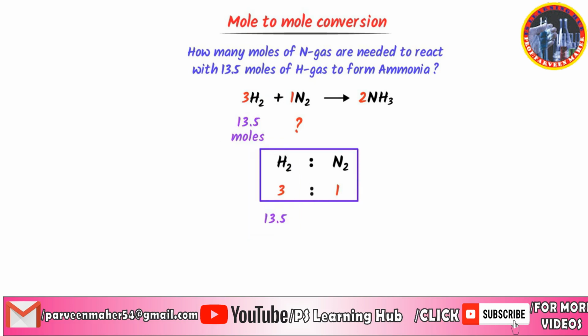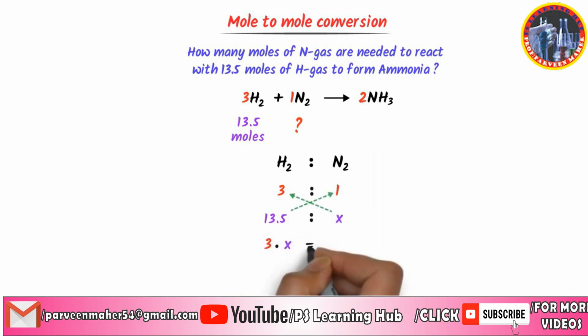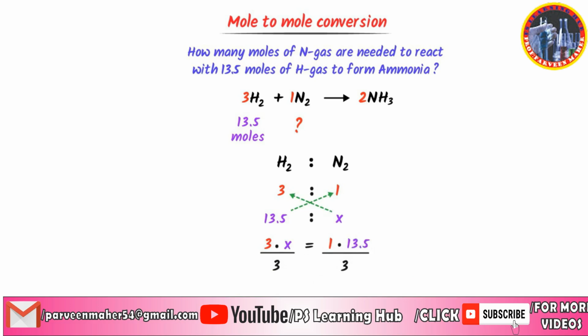Here, if 3 moles of hydrogen gas react with 1 mole, then 13.5 moles of hydrogen gas react with X moles. Now I will just cross multiply them. 3 into X is equal to 1 into 13.5. I divide both sides by 3. After calculation, I get X is equal to 4.5 moles. Thus we need 4.5 moles of nitrogen to react with 13.5 moles of hydrogen. Hence noted down this important conversion.